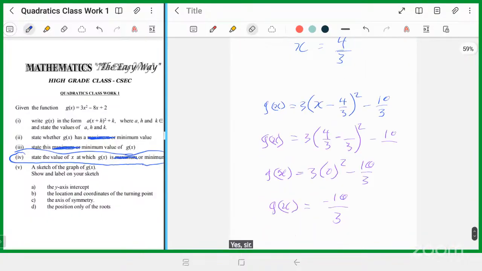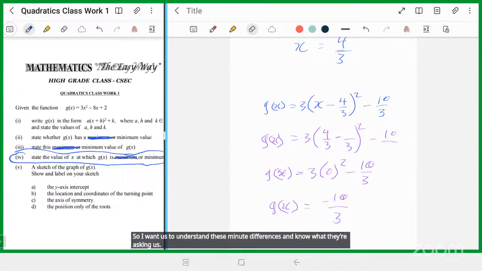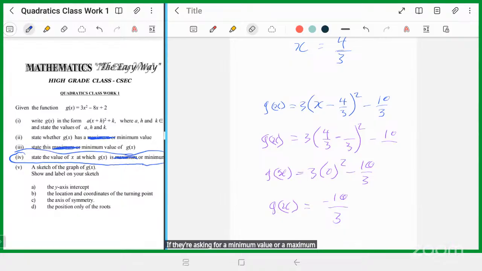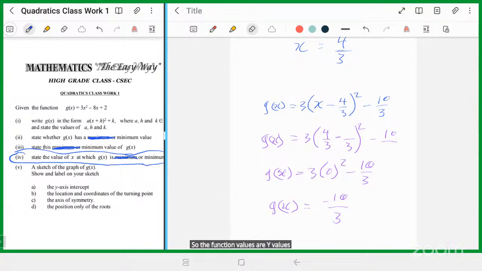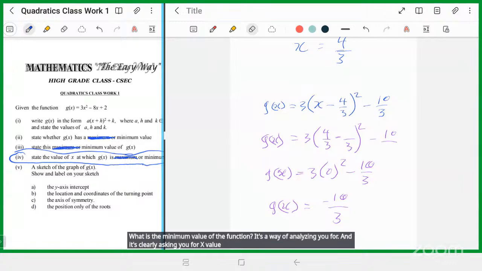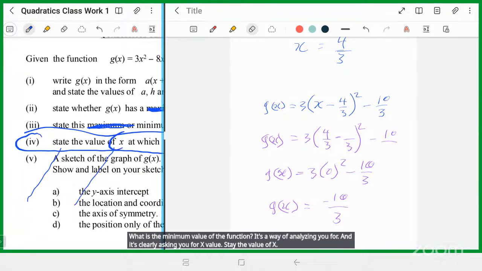Yes, sir. Beautiful. So I want us to understand these minute differences and know what they're asking us. If they're asking for a minimum value or a maximum value, that's a y value, because the function produces y values. You're giving the function x values, and then the function is calculating those y values for you. So the function values are y values. So once the question says, what is the minimum value of the function? It's a y value it's asking you for. And here it's clearly asking you for an x value. State the value of x. It's asking you for the x value.